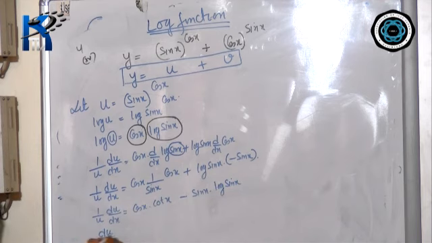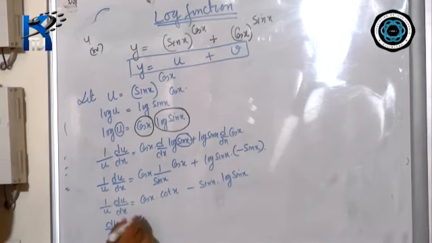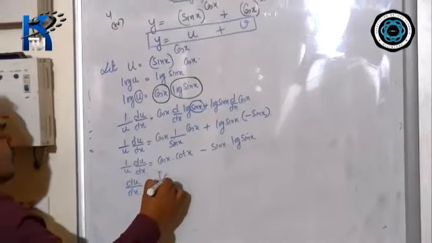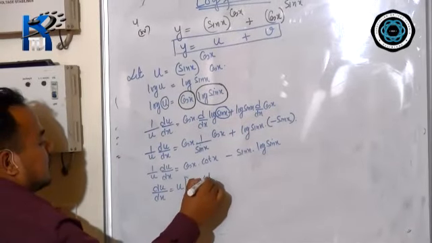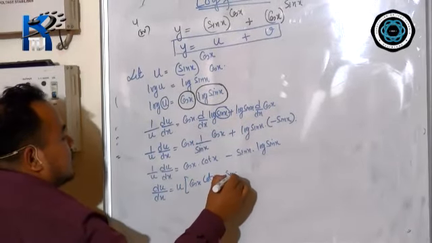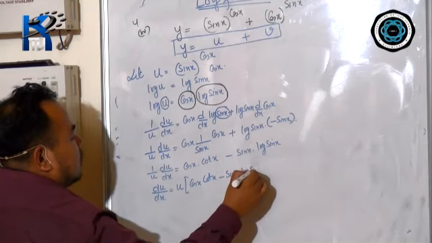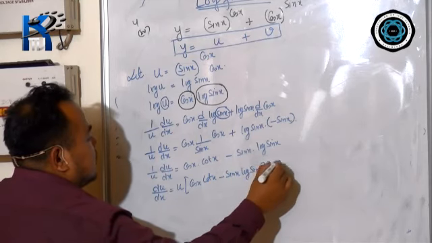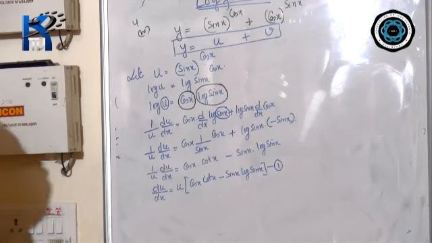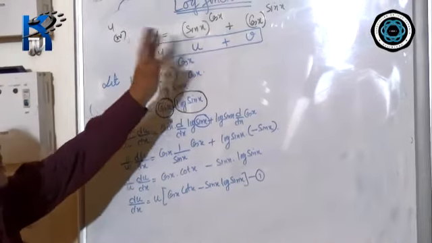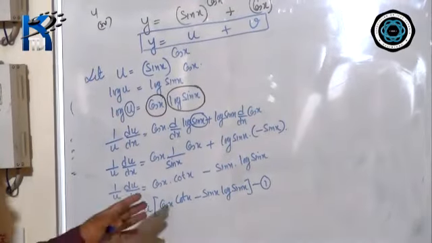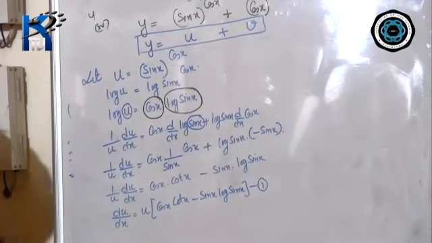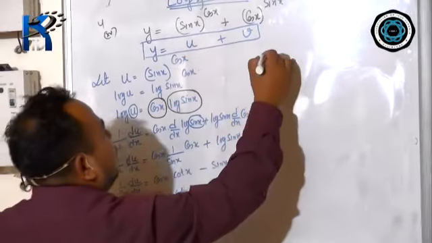So du by dx will be, u comes up, u into cos x cot x minus sin x log sin x. This is the first part. As I have already told you, you have to split the question into two parts. Now we are going to do the same step for the second one. What is the second one?